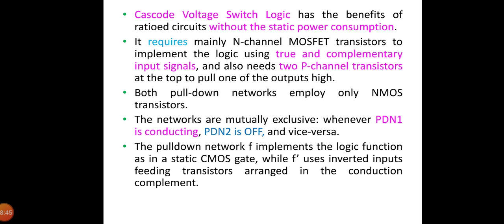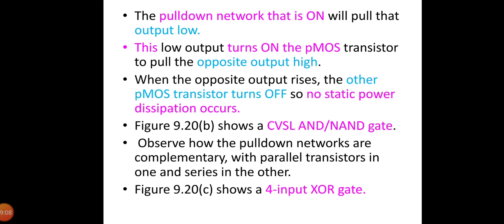Both pull-down networks employ only NMOS transistors, and the networks are mutually exclusive: whenever PDN1 is conducting, PDN2 is off, and vice versa. The pull-down network F implements the logic function as in a static CMOS gate, while F bar uses inverted inputs feeding transistors arranged in the conduction complement. The pull-down network that is on will pull its output low, and this low output turns on the PMOS transistor to pull up the opposite output high. When the opposite output rises, the other PMOS transistor turns off, so no static power dissipation occurs.